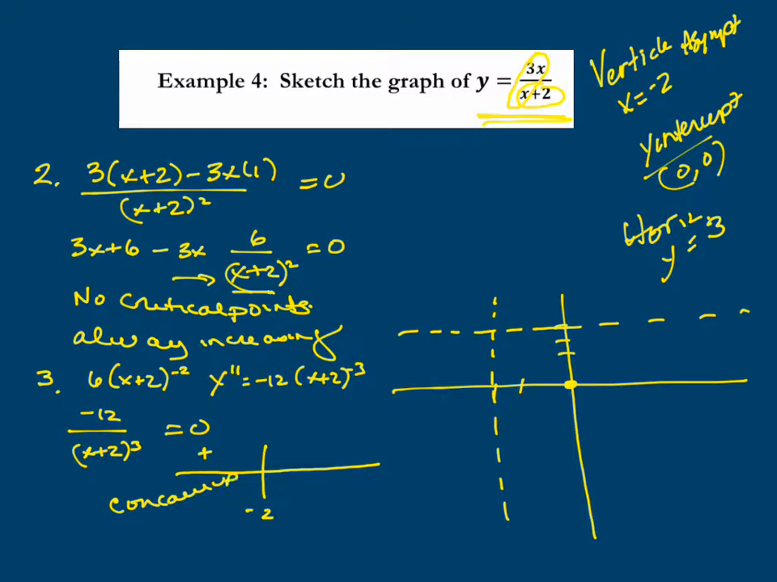before -2. And then if I put a 0 in there, I would get a negative over a positive, so that would be a negative. And so it's concave down after -2.